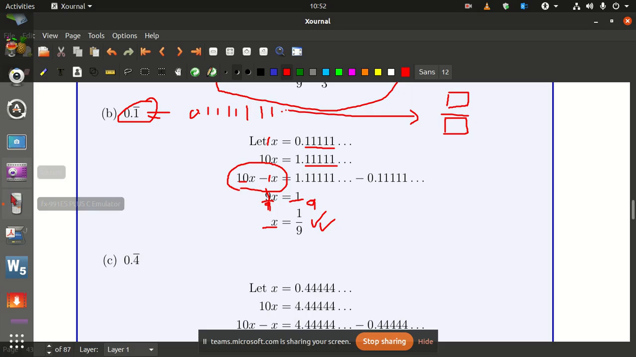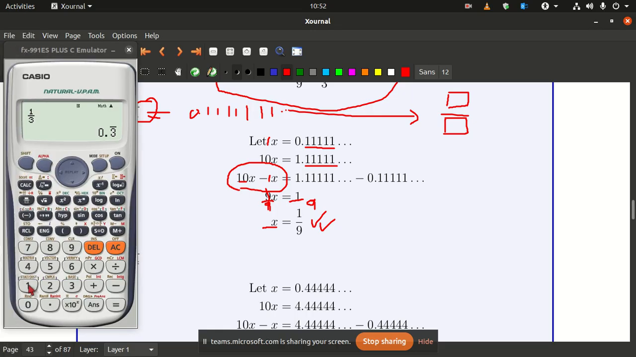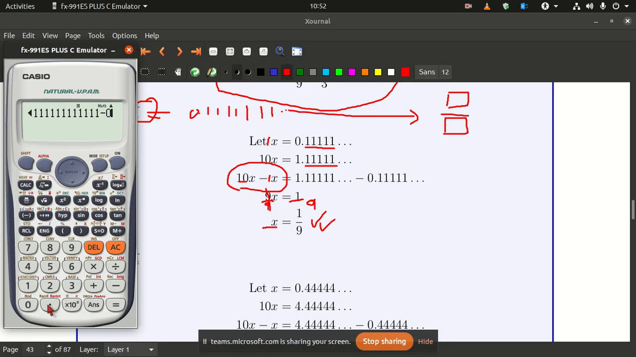You can even punch a calculator there and say I have 1.111111111111111 minus 0.111111111111111. You will see that you're actually left with a 1. You got a 1 there.